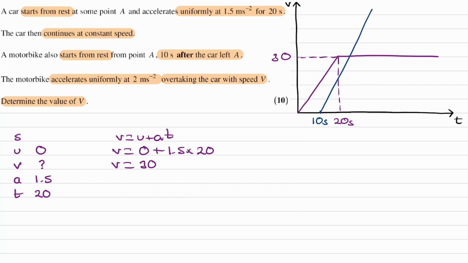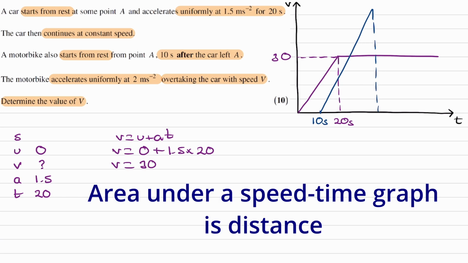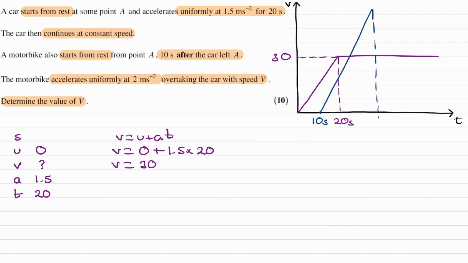That would be when the area underneath the motorbike's speed time graph is the same as the area underneath the car's speed time graph. So in other words, when this blue area here, or the area underneath the blue line, is the same as the area underneath the purple line, let's say that occurs at some time t, we're trying to work out the speed of the motorbike when it overtakes the car.